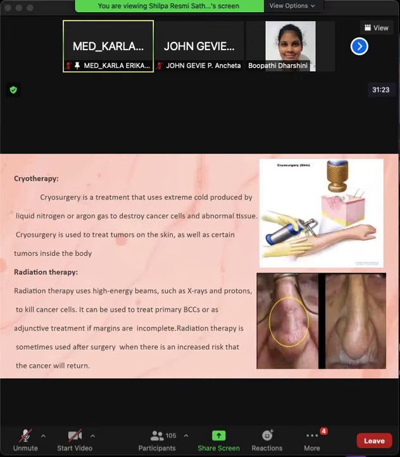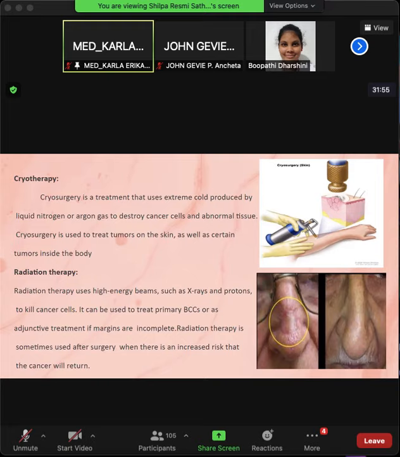Next slide, please. Next is cryotherapy. Cryosurgery is a treatment that uses extreme cold produced by liquid nitrogen or argon gas to destroy cancer cells and abnormal tissue. It is used to treat tumors on the skin as well as certain tumors inside the body. It's suitable for small superficial BCC on covered areas of the trunk and limbs. It's best avoided for BCC on the head, neck, and distal to the knees. It results in a blister that crusts over and heals within several weeks.